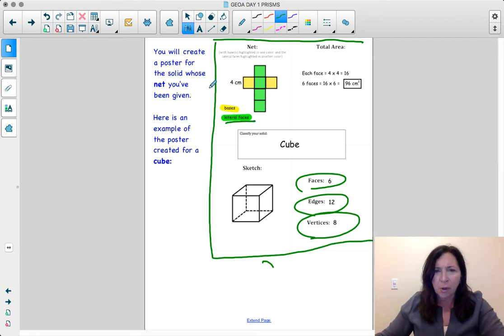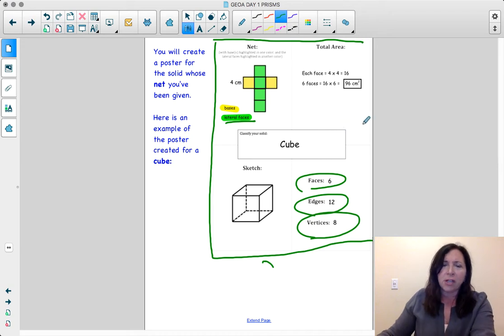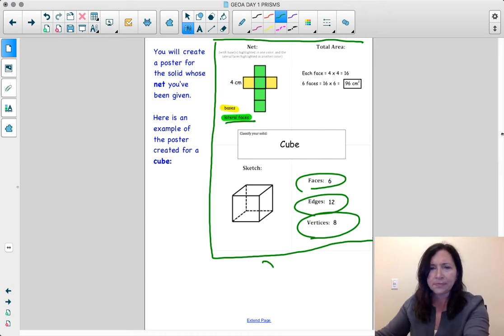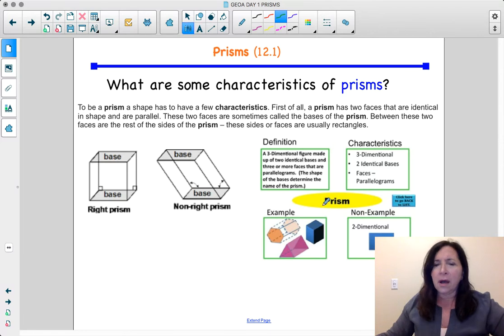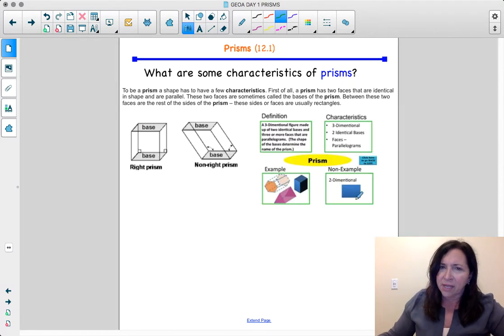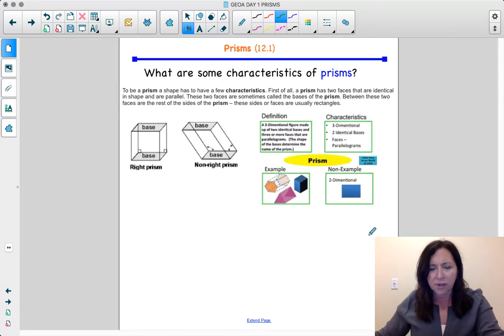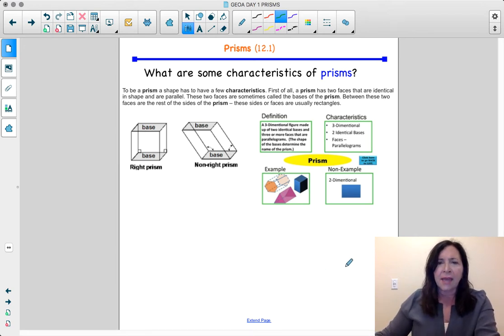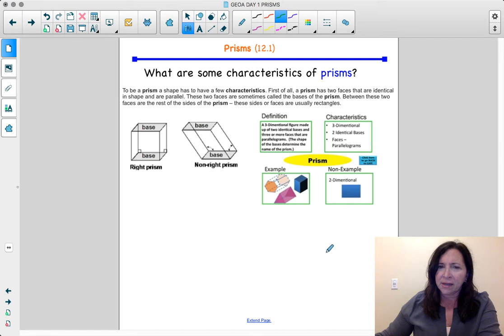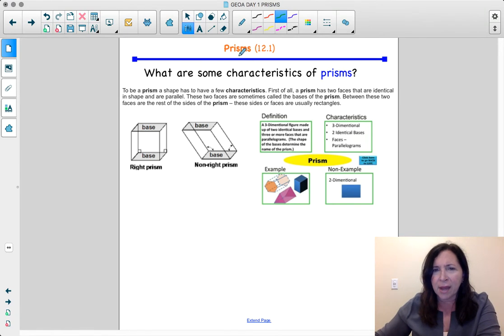Okay? You're going to create a poster for this. And because each student is going to get one of these posters, you're going to work together with somebody else, and you're each going to get 2 solids that you have to figure out what they are. So after you're done with that activity, we're going to get back into the video. So you watch the video, start watching the video, pause, do your netting, and then we're going to get back into this.